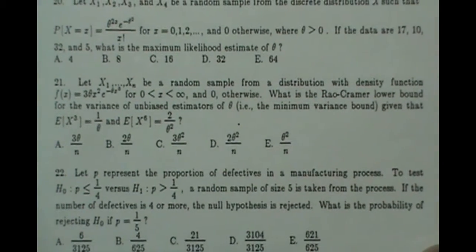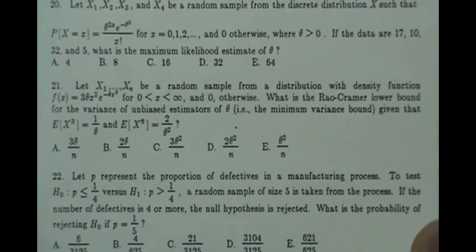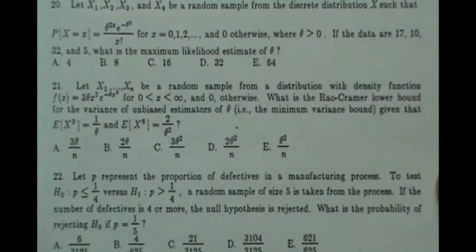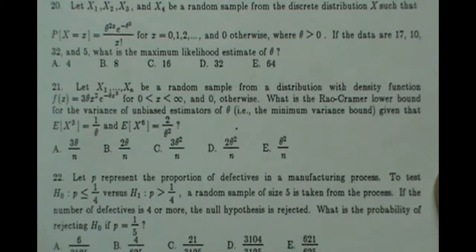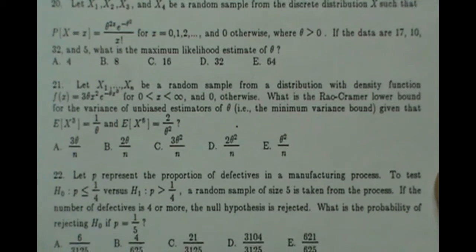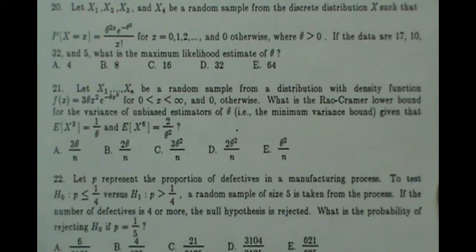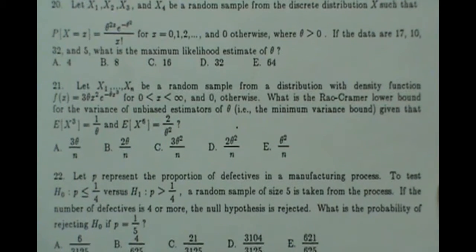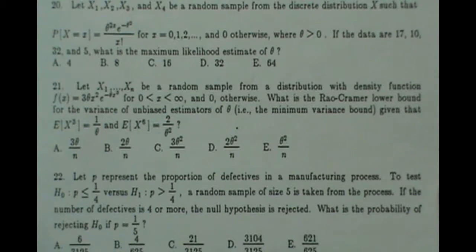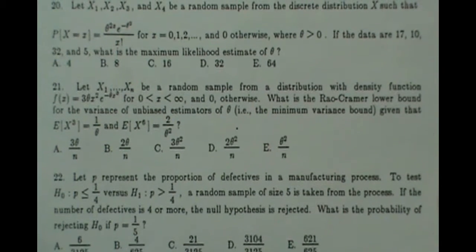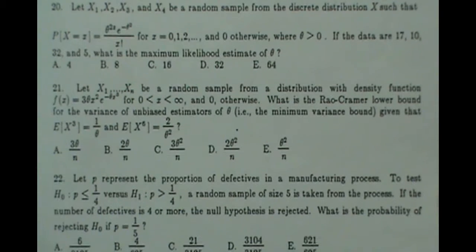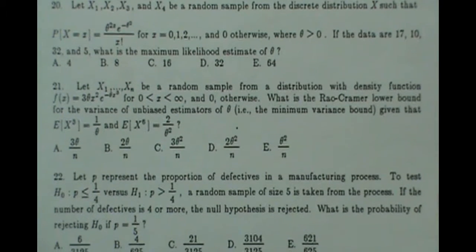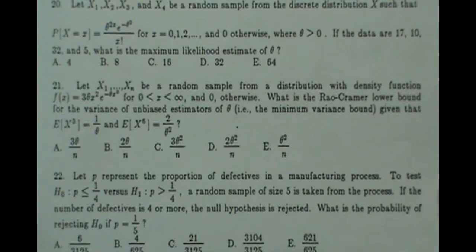Number 21, let x1 through xn be a random sample from a distribution with density function f of x equal to this quantity, x between 0 and infinity and 0 otherwise. What is the Rao-Cramer lower bound for the variance of unbiased estimators of theta, i.e. the minimum variance bound, given that the expected value of x cubed is 1 over theta, and the expected value of x to the 6th is 2 over theta squared.